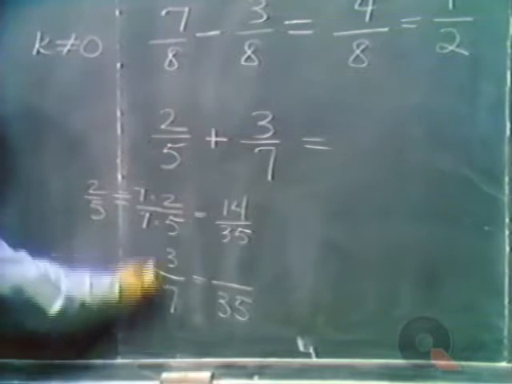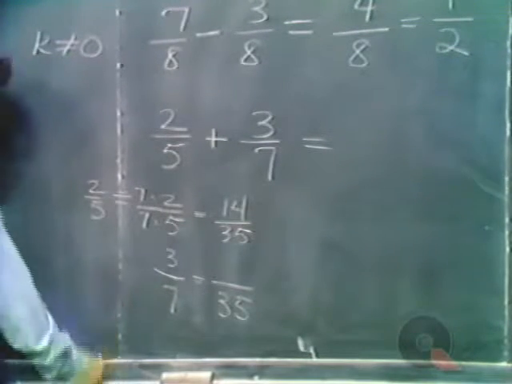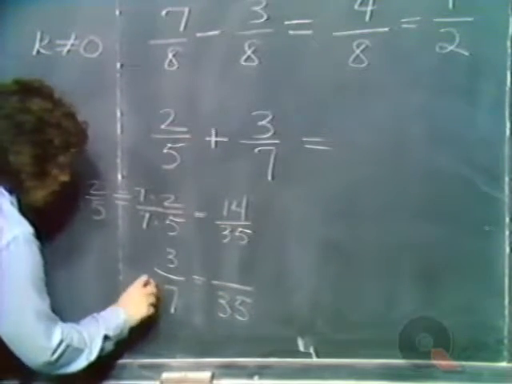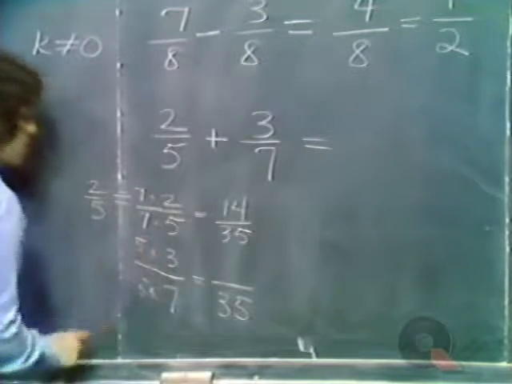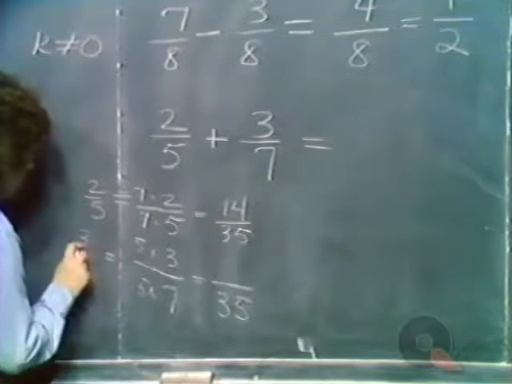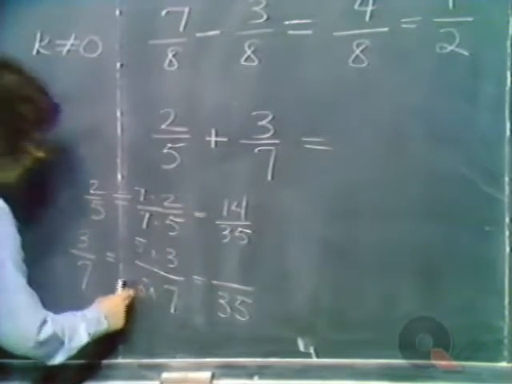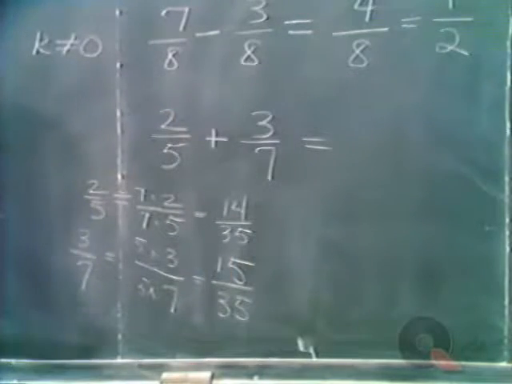Similarly, working with 3/7, we'd like to change that into an equivalent fraction with denominator 35. And we say, well, what do you have to do to the 7 to make it into a 35? You would have to multiply the denominator by 5. Well, if you're going to multiply the denominator by 5, you have to multiply the numerator by 5 to have an equivalent fraction. Okay, so 3/7 is equivalent to 5 times 3 over 5 times 7, or 15 over 35.